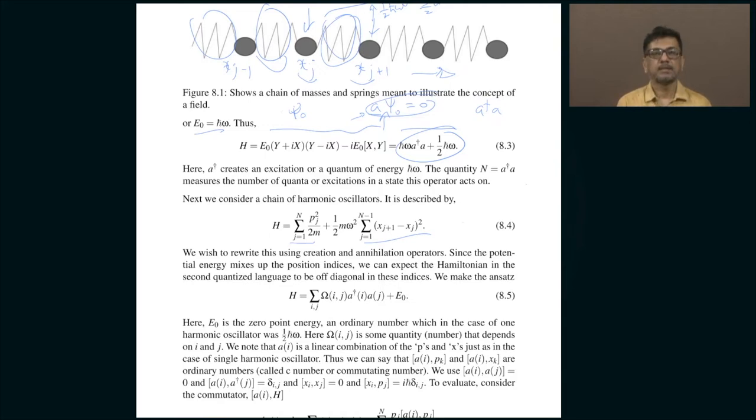What will happen is that i talks to i plus 1 because of a spring connecting i and i plus 1, but there is also a spring connecting i plus 1 and i plus 2. So indirectly i will talk to i plus 2 also, through i plus 1, and so on and so forth. So indirectly i and j will talk to each other. We should be allowing for that possibility.